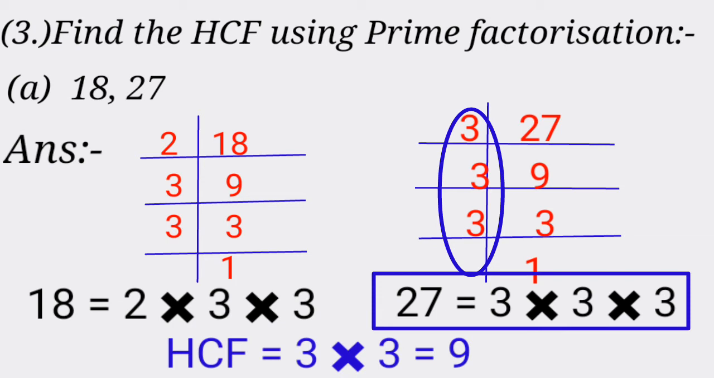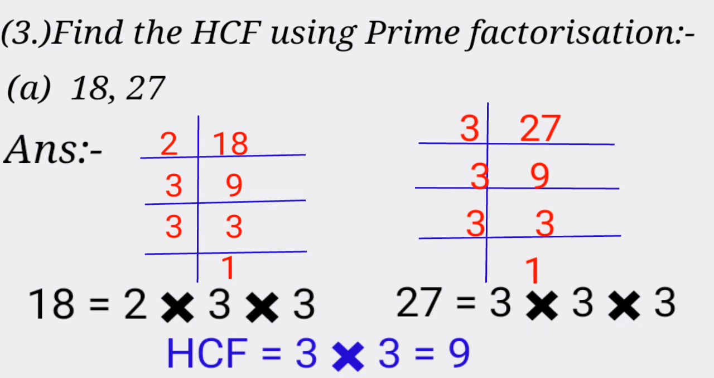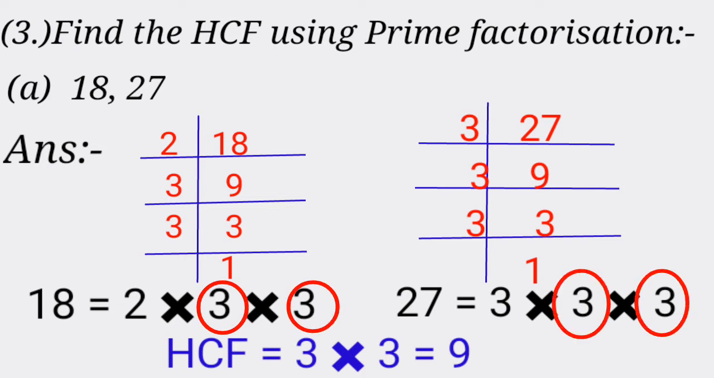So from here you can check which factors are common. So here the factor 3 and the factor 3. 2 times 3 is the common factor. So that's why HCF is equal to 3 into 3 is equal to 9. Answer.